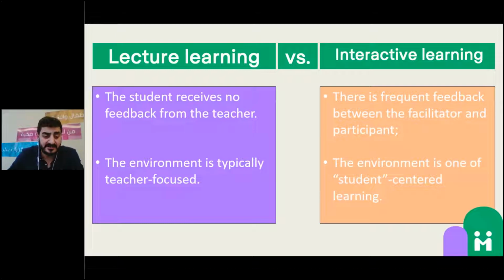In the lecture learning, the students receive no feedback from the teacher. However, there is frequent feedback between the facilitator and the participant in interactive learning. The environment is typically teacher-focused. However, the environment is one of student-centered learning in interactive learning, because we focus on the students and we focus on having the information and the beliefs coming from the participants, not delivered by us by providing just the info without doing any interaction or activities.